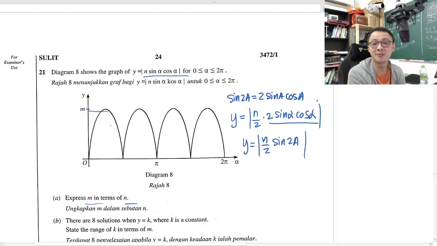Alright, and then they ask me to find m in terms of n. So this one is basically the amplitude. So amplitude is n over 2, right? So n over 2 equals m. So m equals, okay, done. This is the answer. So m equals n over 2.